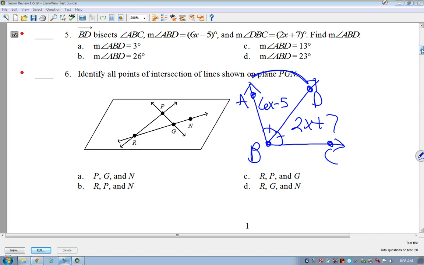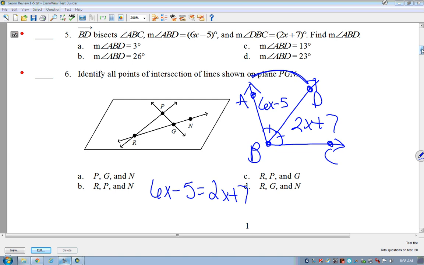They equal each other, don't they? Okay, so can I set them equal to each other? All right, so I can say 6x minus 5 equals 2x plus 7. Correct? Okay, now what? In the end, what I'm trying to do is solve for x. Okay, now does my question say find x? What does it say? Find measure of angle ABD. So in the end, what am I going to have to do? Once I've solved for x, plug it back in for the equation where ABD is.